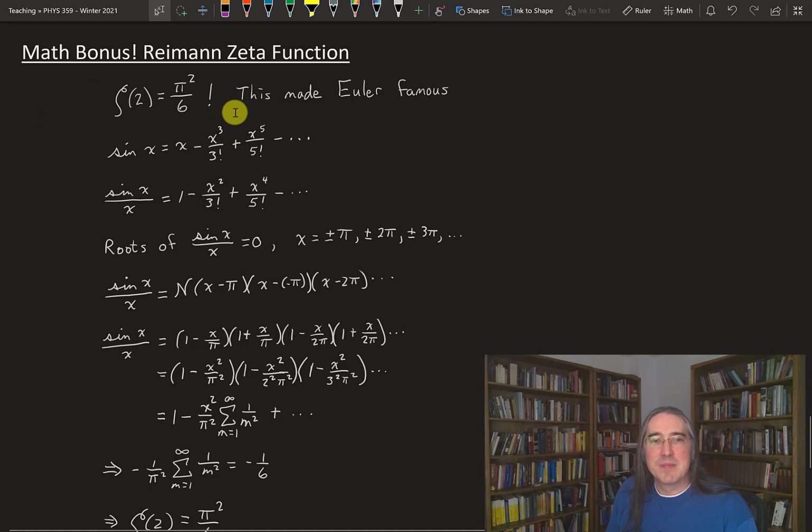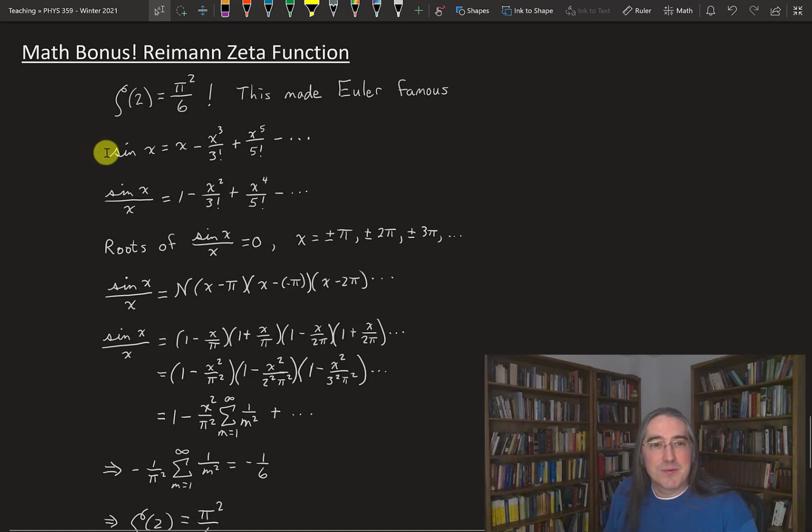Proving this is what made Euler famous. Now, if you know anything about the history of math, Euler is famous for 1,000 different things. This was big even by Euler standards. Okay. How did he do it? You can see the answer down here. We're going to get there in one page.